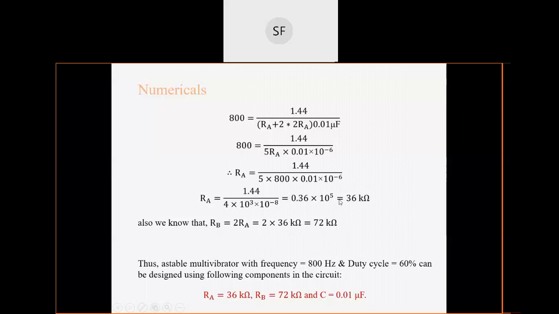right? So in this way, you have found the value of RA and RB by assuming the value of capacitor C. So in this way, you have already designed your astable multivibrator circuit.